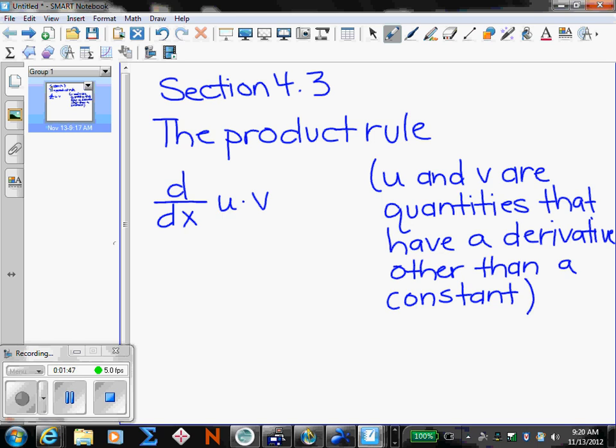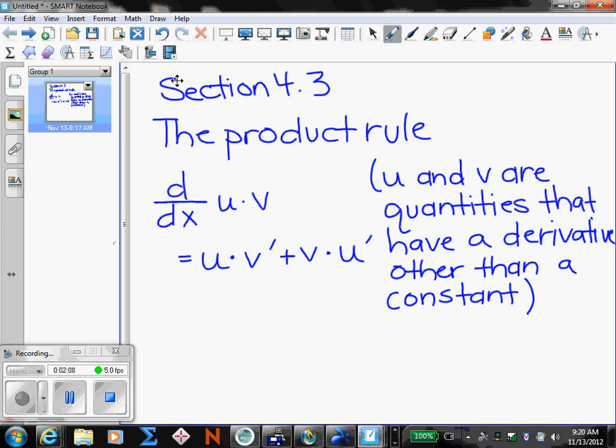Okay, so our rule is, when you take the derivative, it will be the u quantity times the derivative of the v quantity plus the v quantity times the derivative of the u quantity.